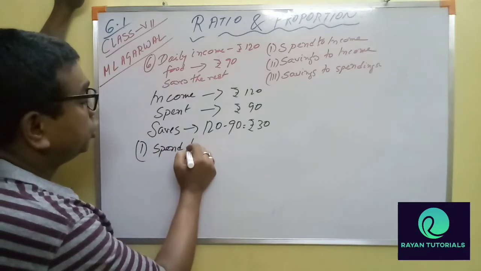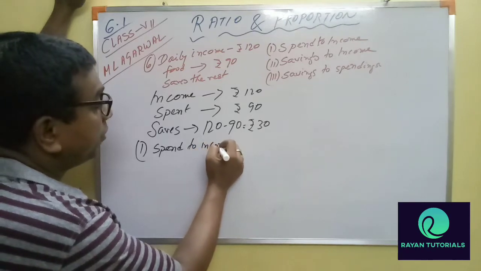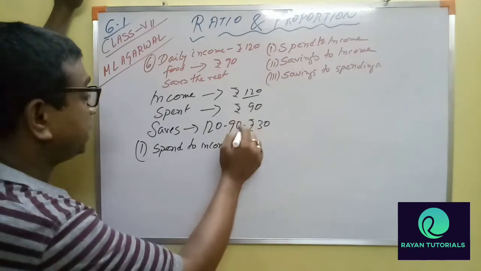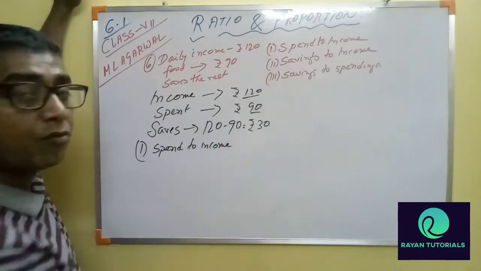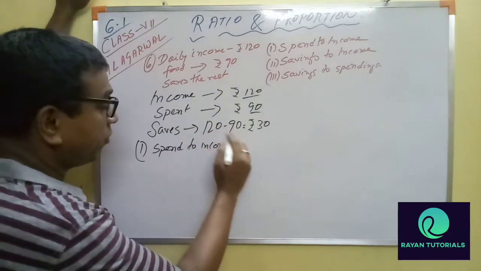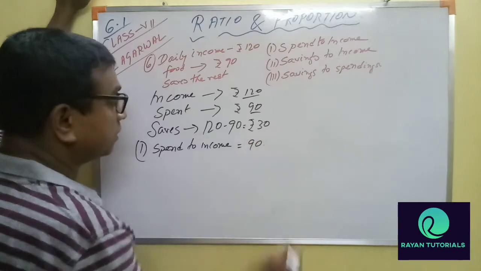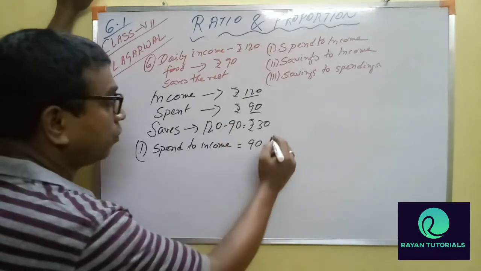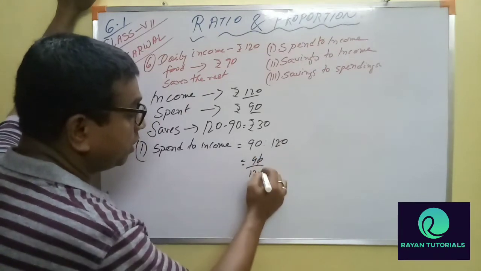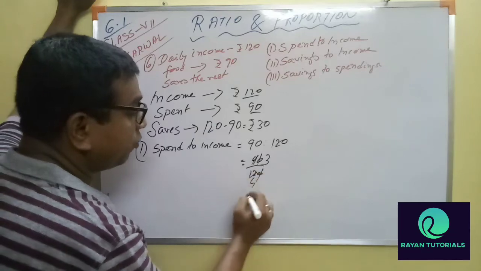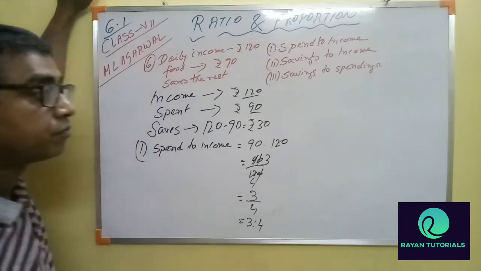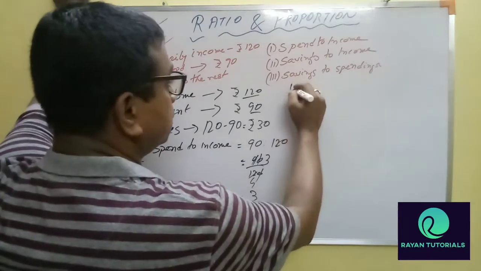Now they want to find out the spend to income. Spend how much? Spend 90, income 120. Both the ratios are same. So spend first here. So I will write spend first. Then income. Very simple. Do reduction. 3 3s are 9. 3 4s are 12. So 3 by 4 equals to 3 by 4. Next.